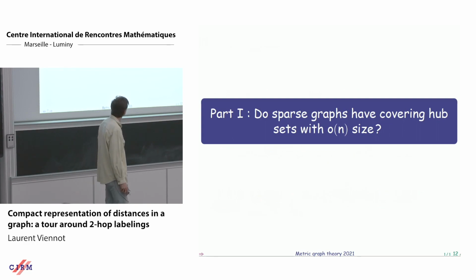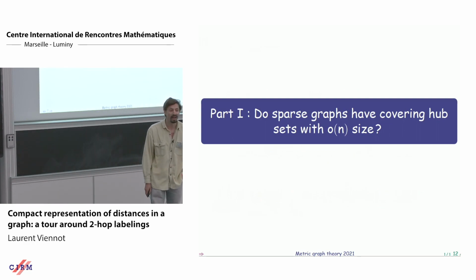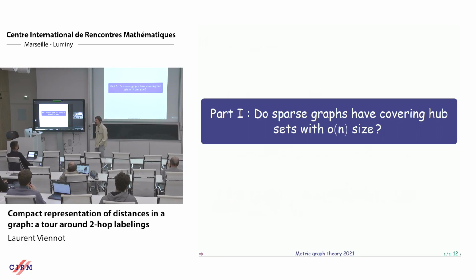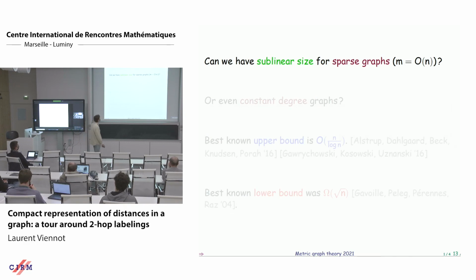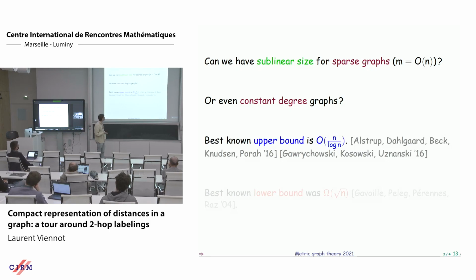So, part 1. Do sparse graphs have small upsets? This would be great. By sparse graphs, I mean graphs where the number of edges is linear, let's say, in the number of nodes. Or even constant degree. Can you find small upsets in constant degree? The best known upper bound is n over log n. So you can do less than n. The situation is slightly better than in dense graphs.